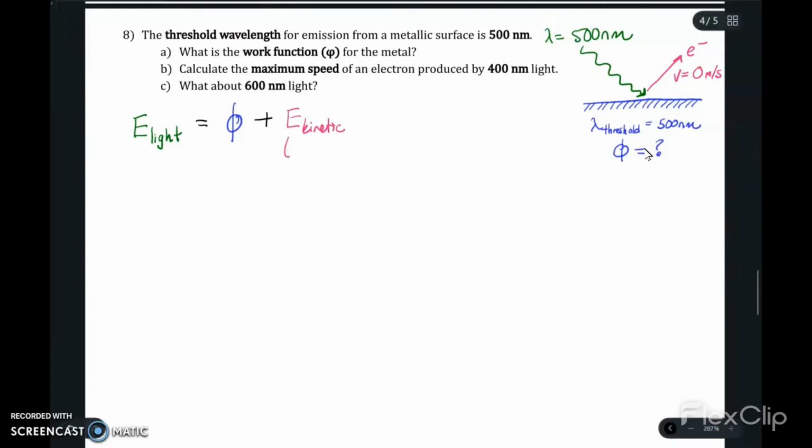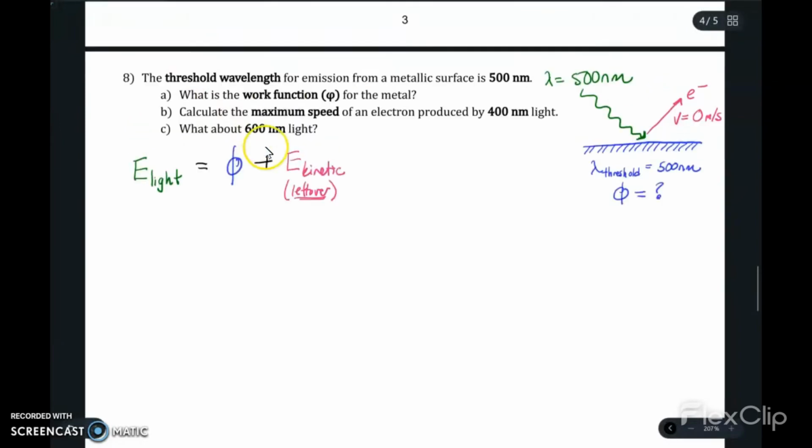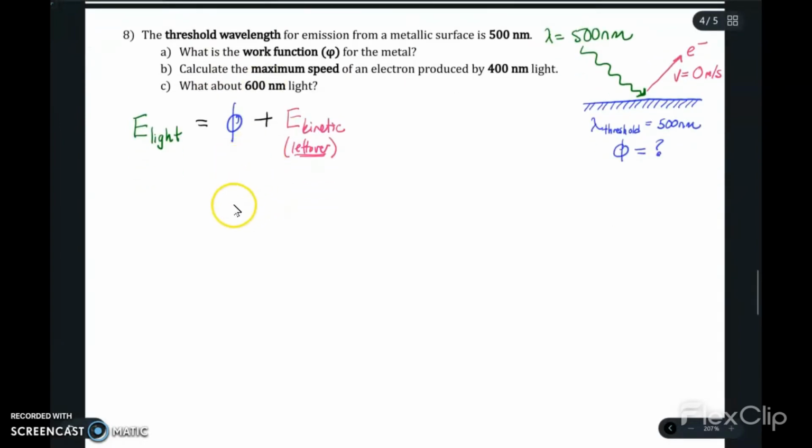So the important thing to remember here is that this kinetic energy amount is the leftover amount of energy after we've paid the cost of getting that electron to eject, which is the work function. The work function is that cost to get the electron to eject. So in this situation that's being implied with this threshold wavelength, when you see the word threshold, you want to remember that it refers to a situation where the electron is ejected, but it doesn't have any velocity.